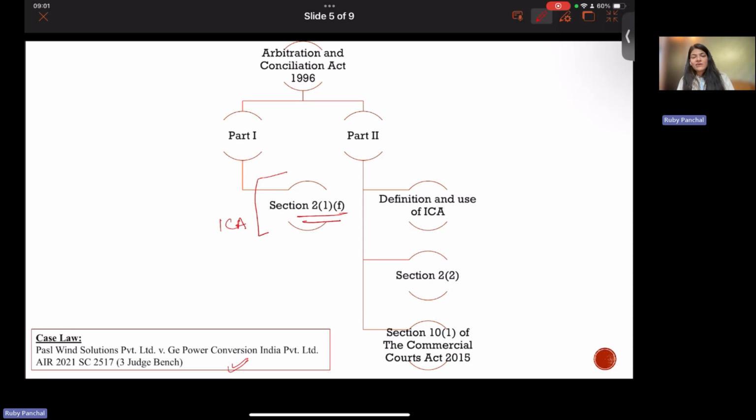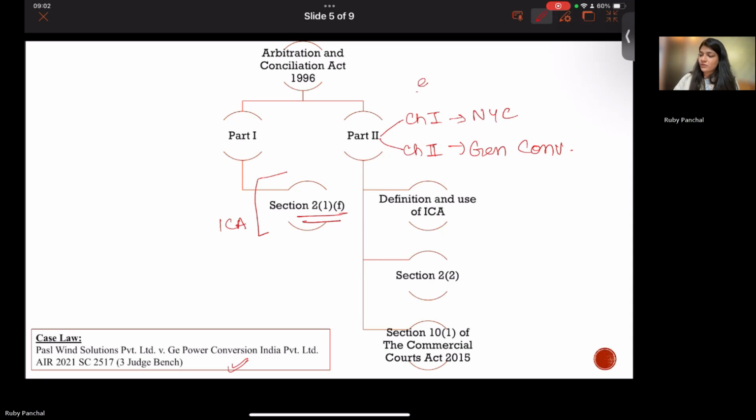Now we come to the second leg of our issue. How do we define international commercial arbitration under Part 2 of the Act? I've already discussed briefly with you how Part 2 contains two chapters and imbibes two conventions, the New York Convention and the Geneva Convention, for recognition and enforcement of foreign awards.